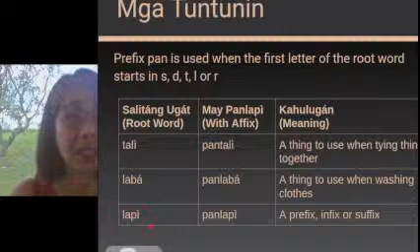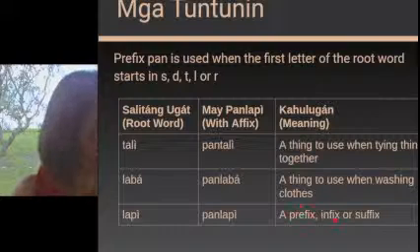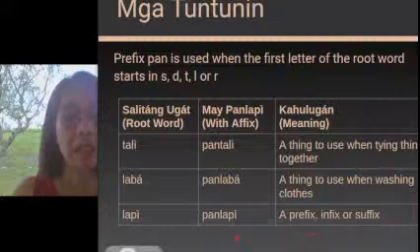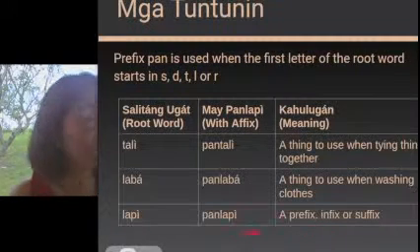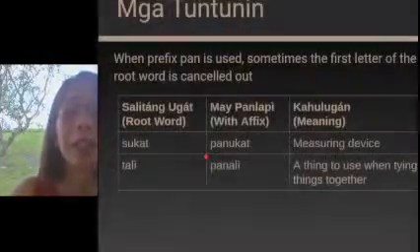Okay, now we are talking about prefixes, affixes, suffixes. The term for that is lapi. That's why I'm always saying panlapi. Panlapi. So the word lapi means affix: prefix, infix or suffix. Panlapi in Tagalog. Yes. Okay, move on. And more guidelines.